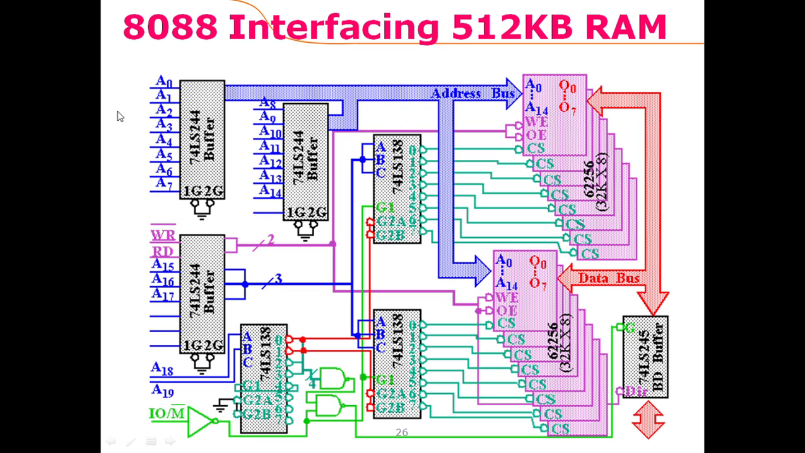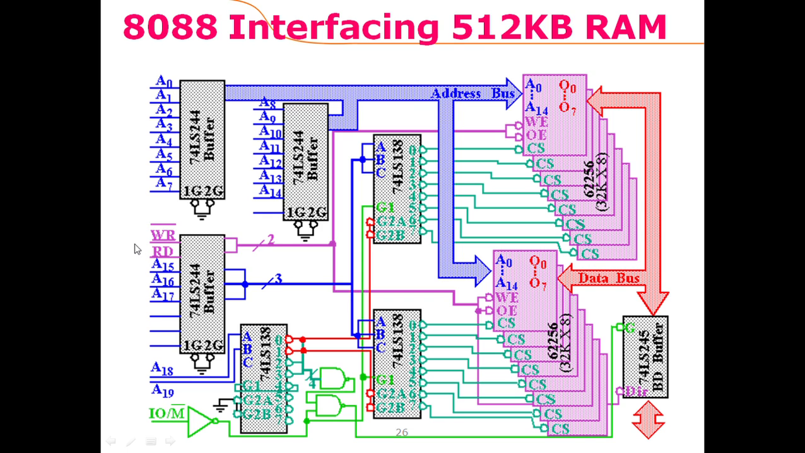Out of the 20-bit address coming from the microprocessor, 15 pins are connected with each of these chips. So that is represented with this line. So A0 till A14 are connected with the address pins of every memory chip. 16 memory chips are here, divided into 2 groups. And here the buffers are used to just buffer the address coming from the microprocessor.